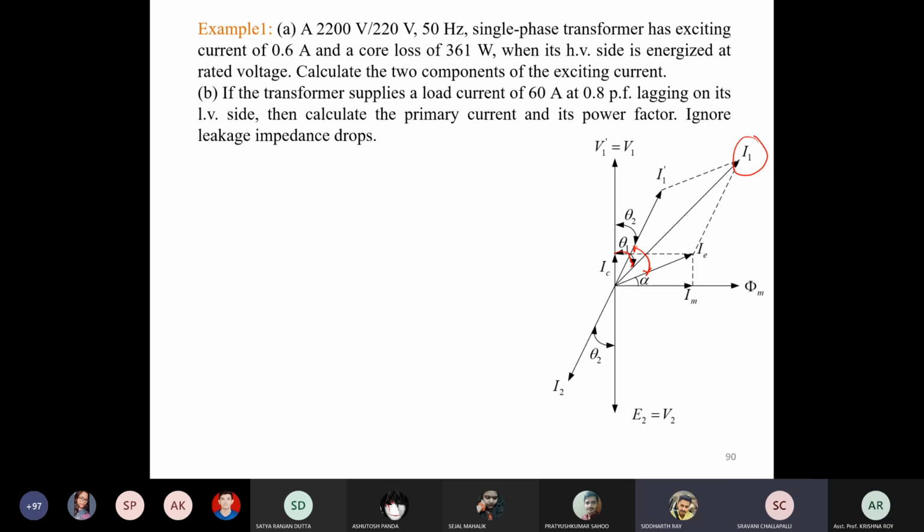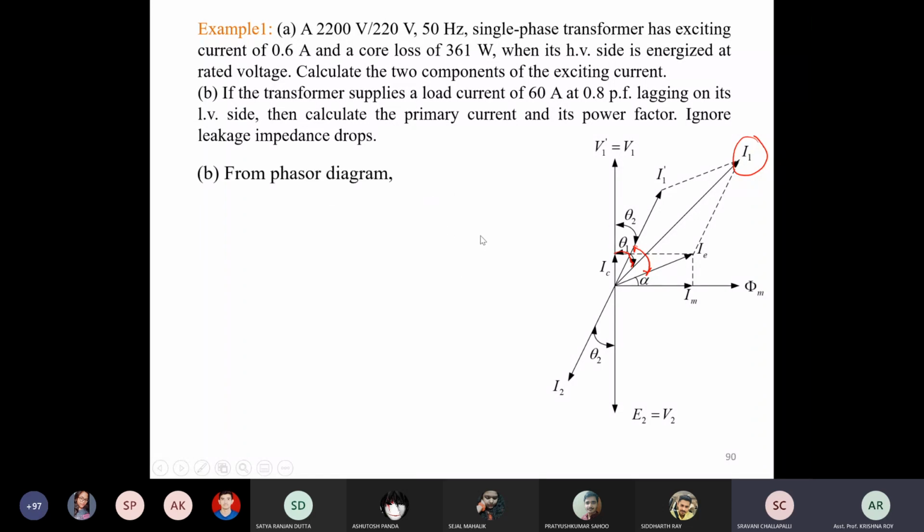For that angle, we can do 90 minus alpha minus theta 2. Yes, that way we can do, or we can resolve this I1 dash and IE into perpendicular components, along V1 dash and perpendicular to it. Okay, and then add the x components and y components, and then find the resultant of those two components to get I1. In that way also we can calculate.